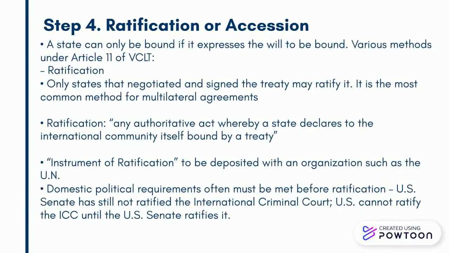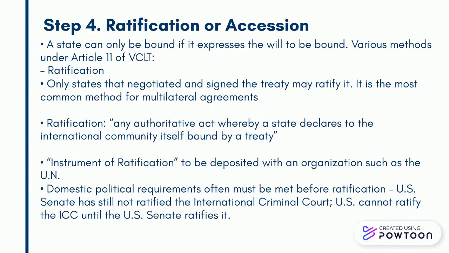A state can only be bound if it expresses the will to be bound. Various methods are given under Article 11 of VCLT. Ratification. Only states that negotiated and signed the treaty may ratify it. It is the most common method for multilateral agreements. In our textbook, ratification is defined as any authoritative act whereby a state declares to the international community itself to be bound by a treaty.